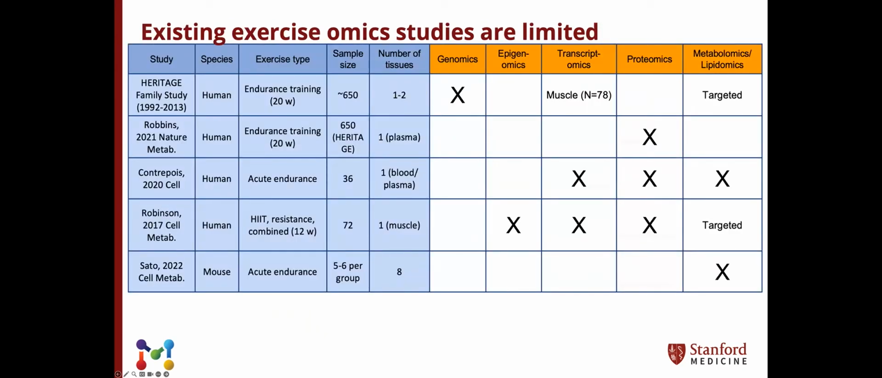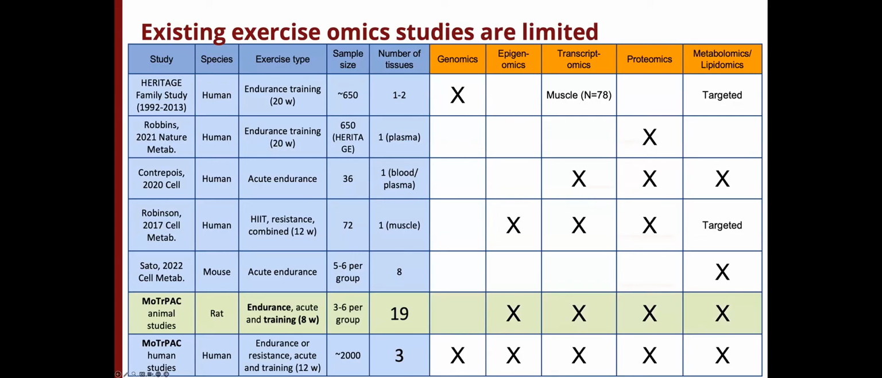So going back to the exercise omics studies, what's MoTrPAC hoping to contribute? So if we start with the rat study, we have way more tissues than any previous study. So 19 different tissues. And all cover all of these different omes except genomics. The human study, when they are coming, the goal is to reach somewhere around 2,000 people in total, 3 different tissues, and then again covers all of the omes. So this is what I'll focus on today.